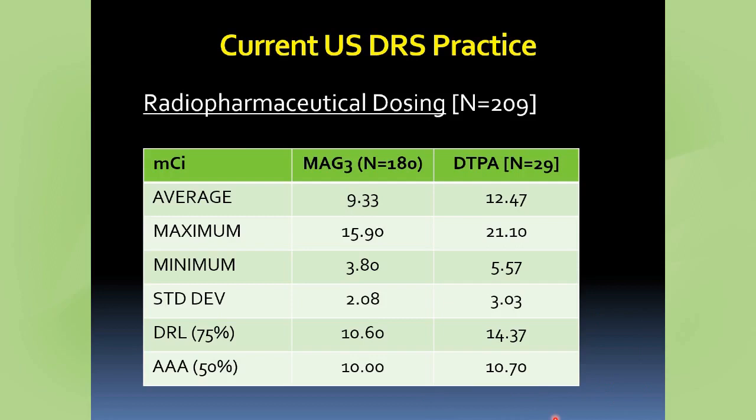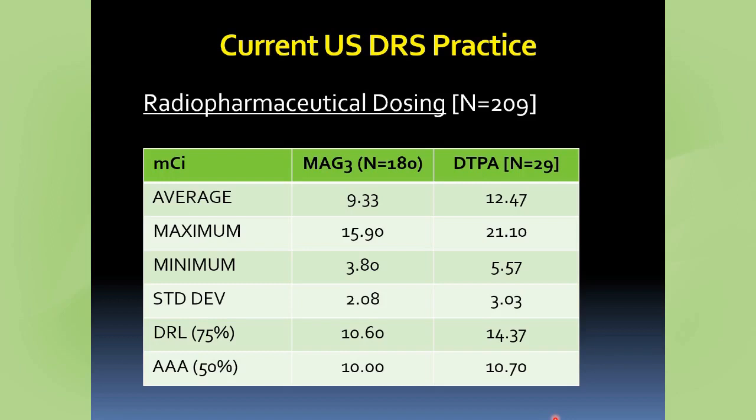These are the values out there on average. For MAG3, you can see that we have 180 doses that we can look at, about 9.33 with a max of 15.9. So again, above that 10 millicurie guidance. And I wanted to point out here what we call the DRL and the AAA. Your DRL is your diagnostic reference level. That's the 75th percentile. So you can see it was 10.6. So 3/4 of institutions were dosing below that. So that's good. That's one of the ways we can determine what's appropriate practice, simply by doing a survey of institutions and getting an idea and going off of that.